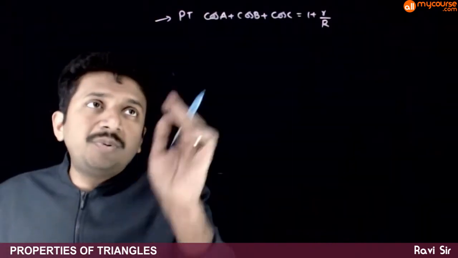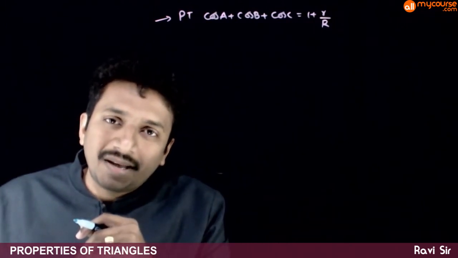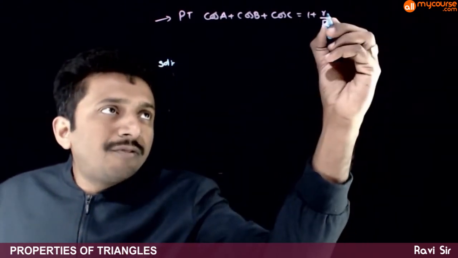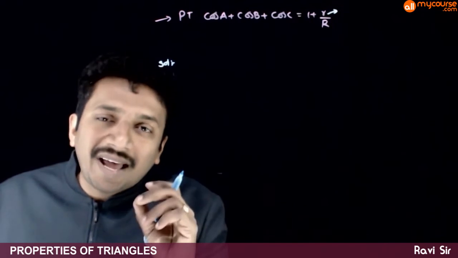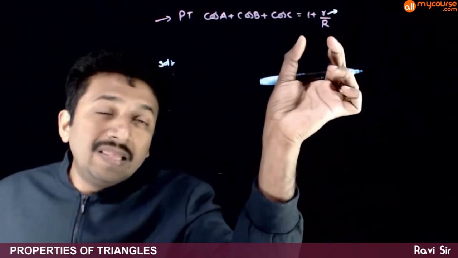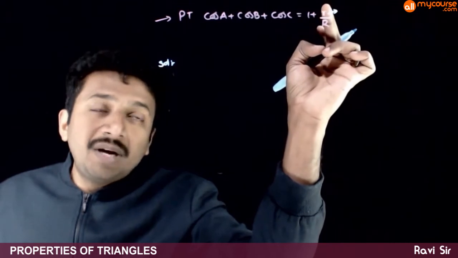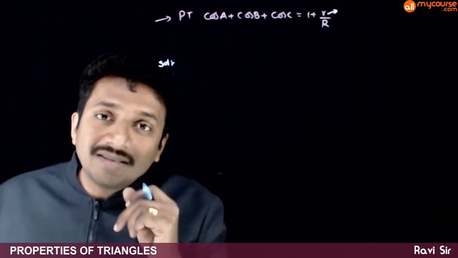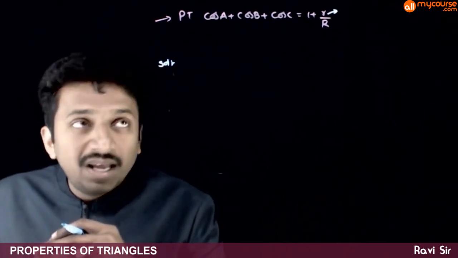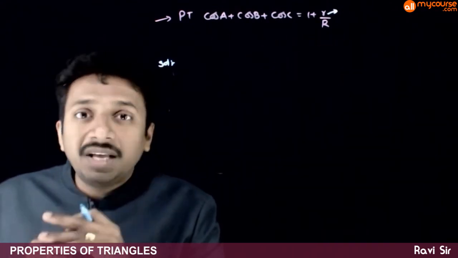So in this question, you're asked to prove that cos A plus cos B plus cos C is equal to 1 plus small r by capital R. So first remember the formula for small r. You have small r as 4R sine A by 2 sine B by 2 sine C by 2, right? So in the RHS, you have 1 plus 4R sine A by 2 sine B by 2 sine C by 2 by R, and R gets cancelled. So effectively it is 1 plus 4 sine A by 2 sine B by 2 sine C by 2.